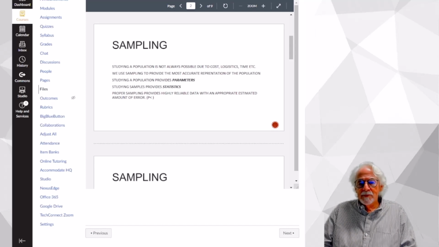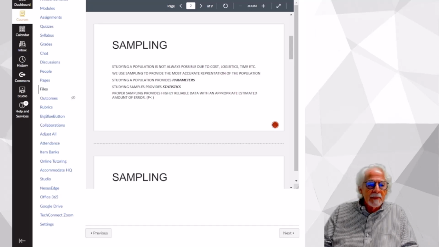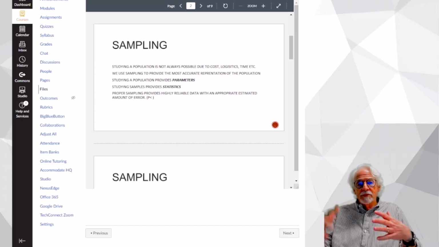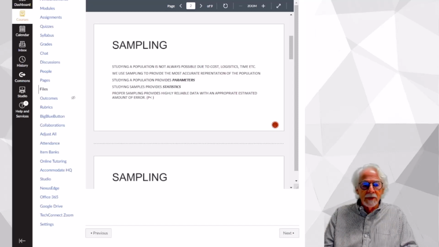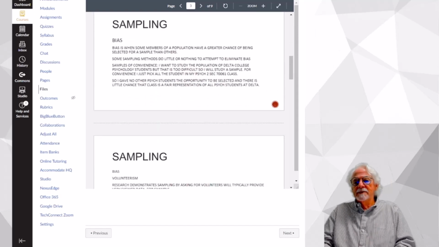But when we do study a population, the data we get are called parameters, right? But mostly all of what we've been doing is studying samples, right? And from samples we get statistics, right? That's what we've been talking about, right? If you have the right sample, the data is very viable. It's very reliable, in being able to generalize that to the population. But how you pick and work with samples is the thing.